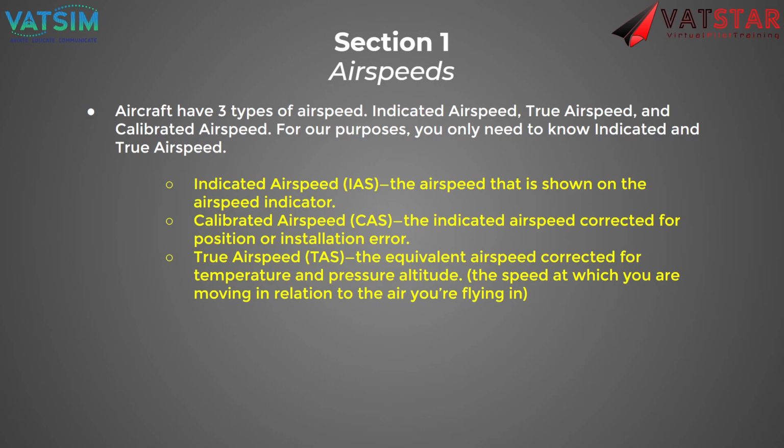True airspeed is your indicated airspeed corrected for temperature and pressure altitude, because as you go up, the air gets thinner and your airspeed indicator might read lower, or not as accurately as it would at sea level. So true airspeed we can think of as the speed you're moving in relation to the air. It's the true speed at which you're moving through the air.